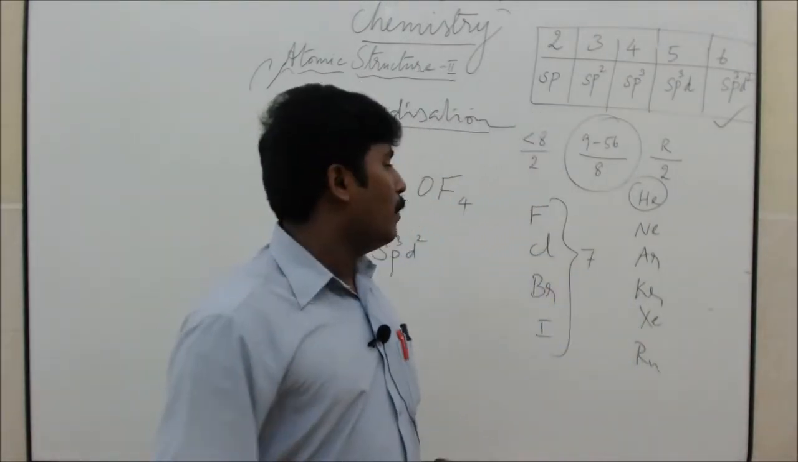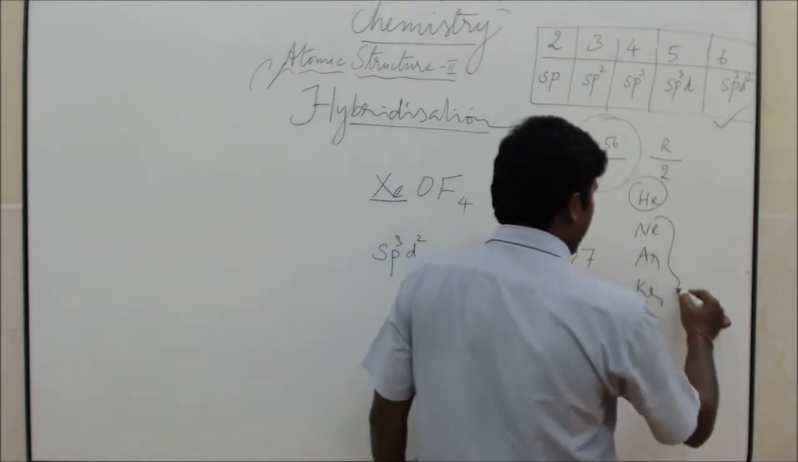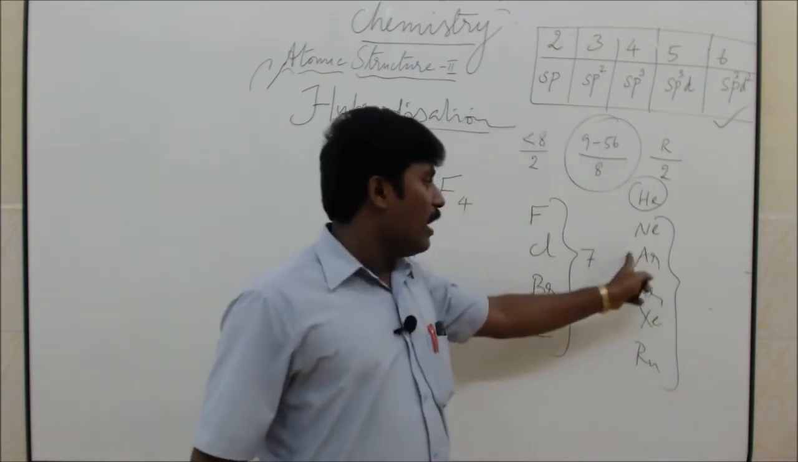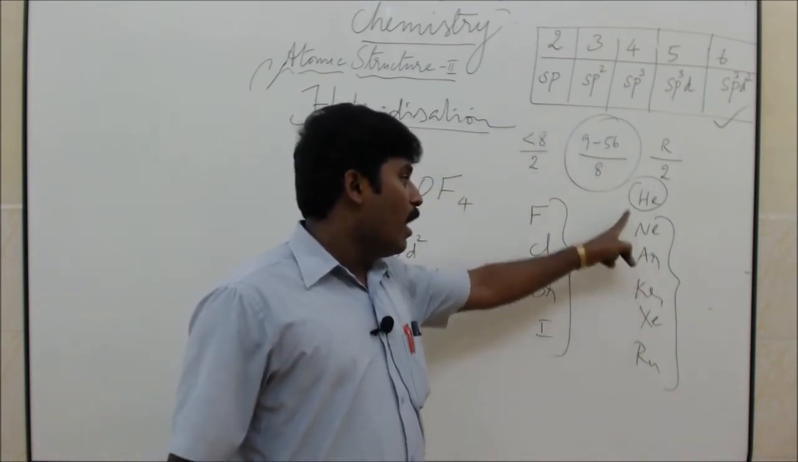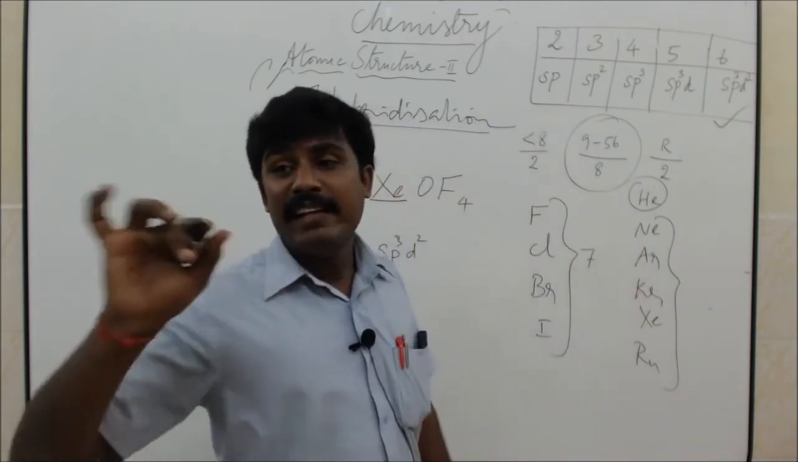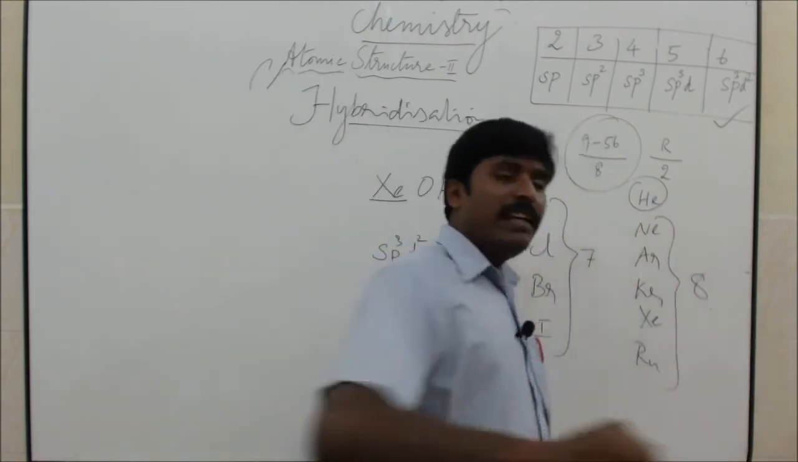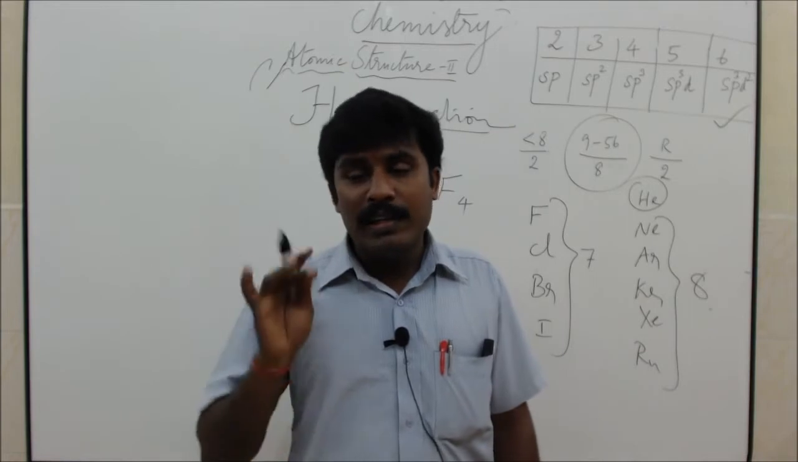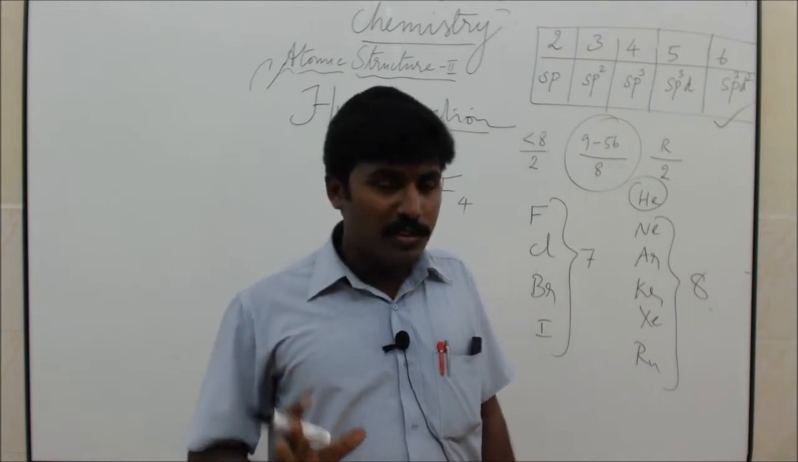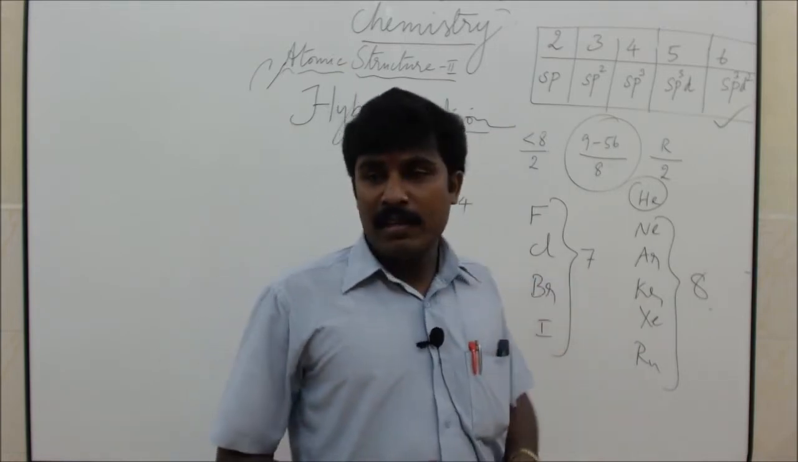So except helium, all inert gases like neon, argon, krypton, xenon, radon contain 8 electrons in their outermost shell. So don't worry, if you see any inert gas except helium, it contains 8 electrons in the outermost shell. Halogens mean 7.